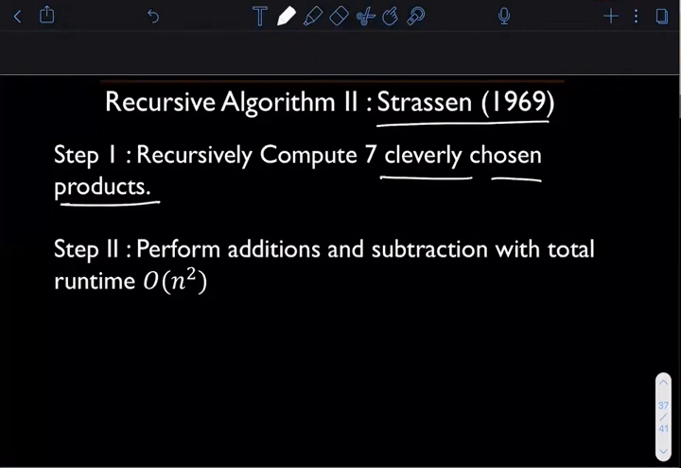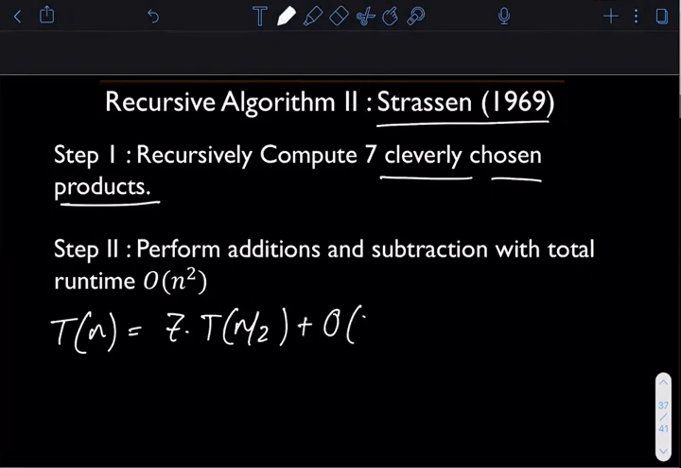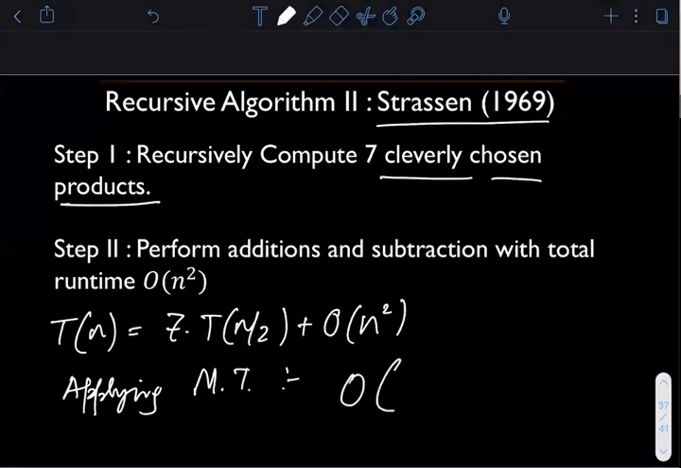So what is going to be the runtime now? If instead of 8 recursive calls, I do 7 recursive calls, then what is going to be T(n)? Well, now T(n) is equal to 7 times T(n/2) plus order n square. Again, if you apply master theorem, I'm just going to give you the number. This is going to be n to the power of 2.8074.